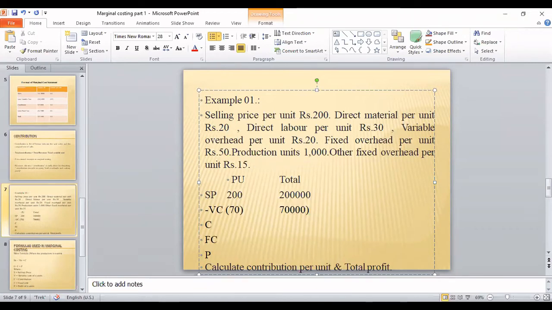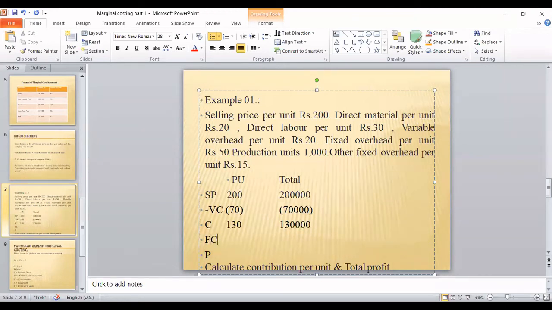Come on, tell me now. What will be your contribution? The contribution will be 130, no? Yes, sir. Exactly. And what will be your total contribution? 1 lakh 30. 1,30,000. Correct?